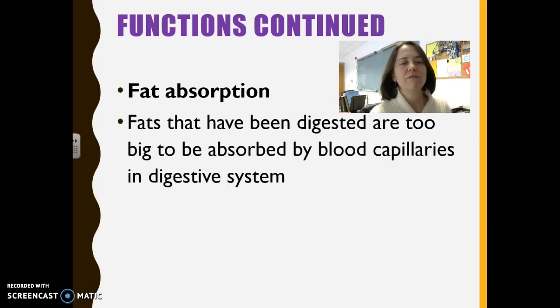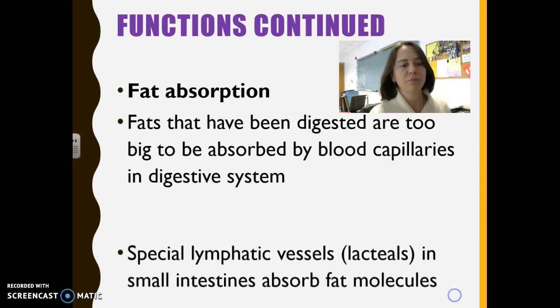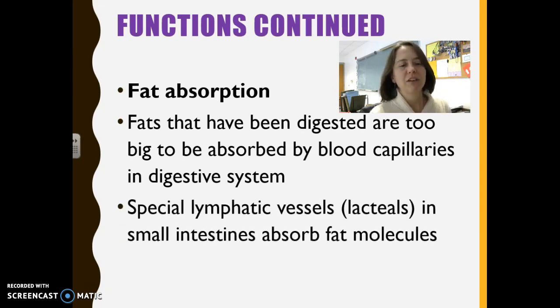Okay, and a third function we're going to talk about is actually fat absorption. All the fats that you have digested are too big to be absorbed by blood capillaries in the digestive system. So what does your body do? Special lymphatic vessels called lacteals in the small intestines absorb fat molecules, and then the fat molecules get into the lymph, which is then brought back to the blood and is brought around to your tissues.